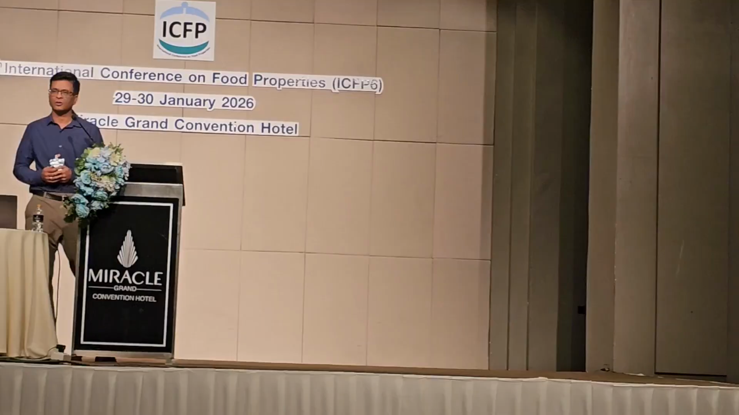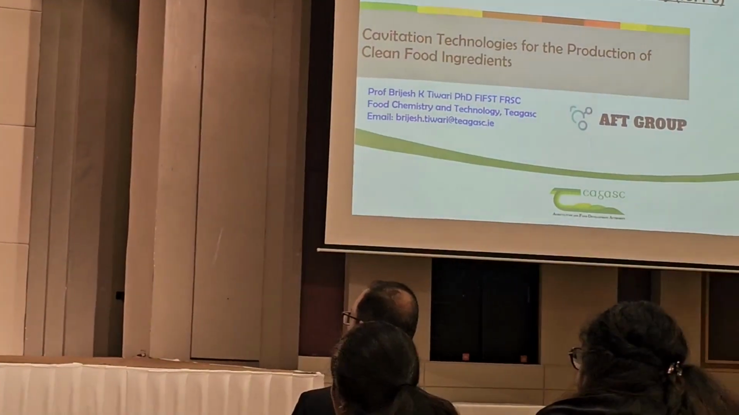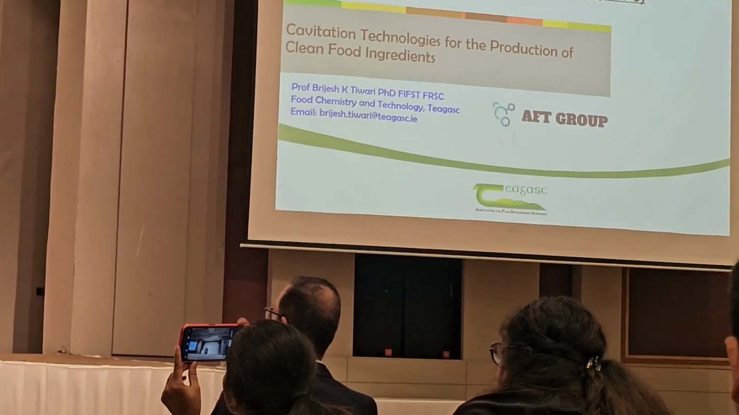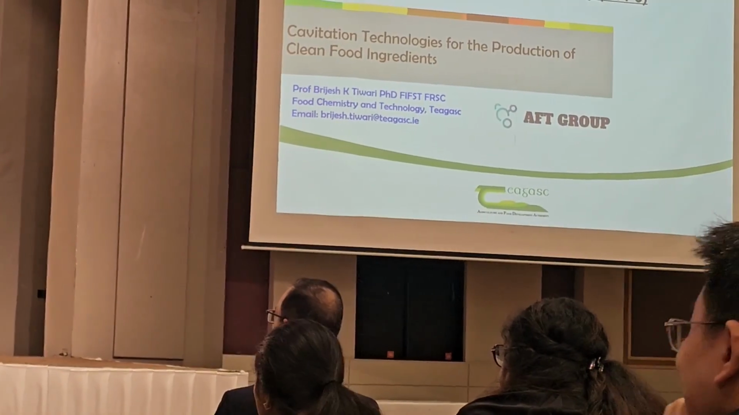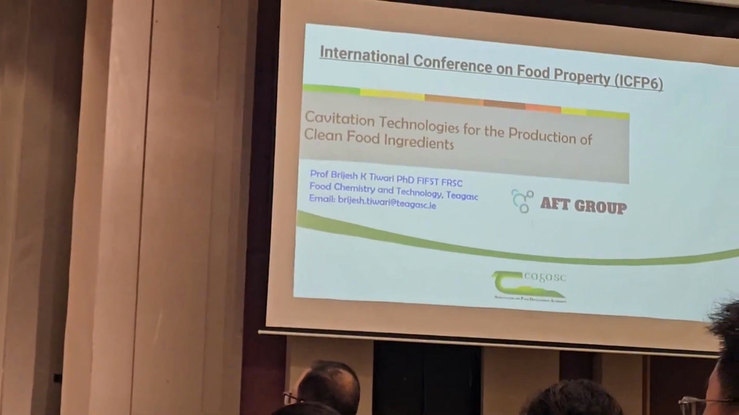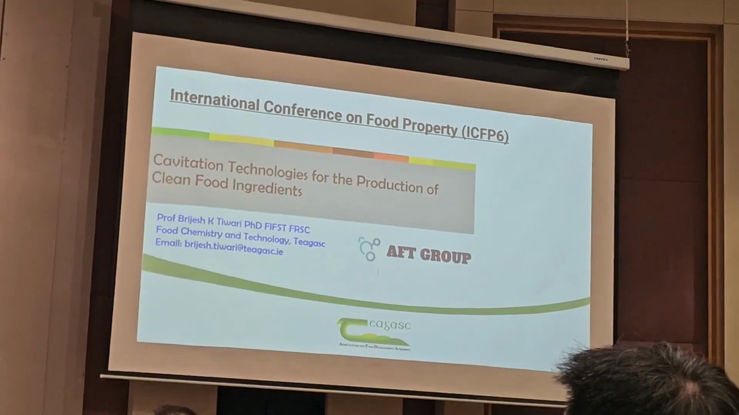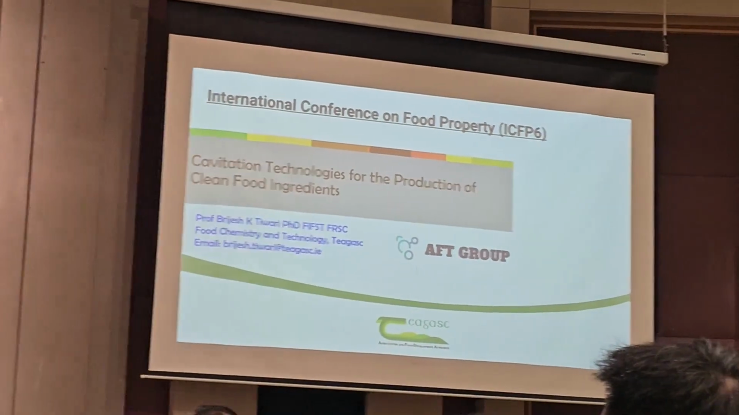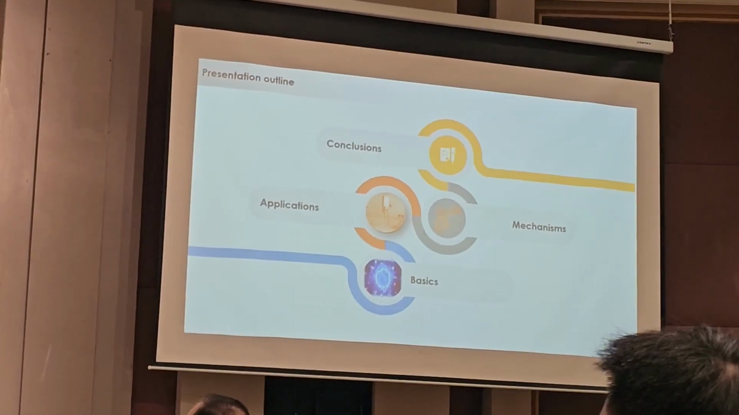Strategies for the production of clean label food ingredients. As you've seen in the previous presentation and yesterday, we get a lot of different ingredients from different processes, but one of the key challenges is how do we make it completely clean and green. When I say clean and green, that means a cleaner process, no residues, and avoiding all those chemicals and solvents.